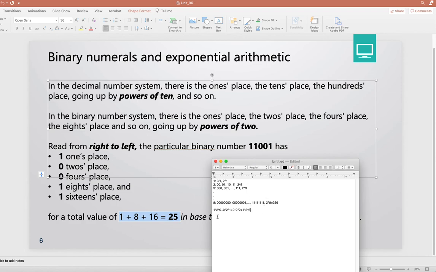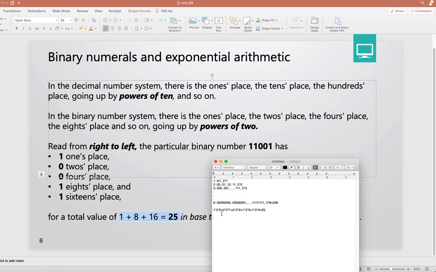So basically, the 0 here means this is the first position, so the position's index minus 1. Because this is the first, 1 minus 1 should be 0. And in the second position, we use 2 minus 1, so we put 1 here. And in the third position, we use 3 minus 1, so we put 2 here. And in the last position, we have 1 times 2 to the power of 4. So in total we have 25 here.